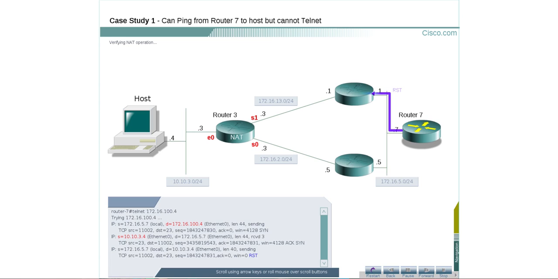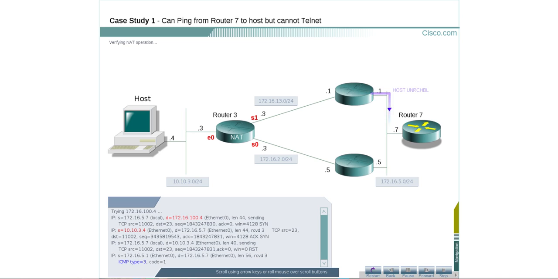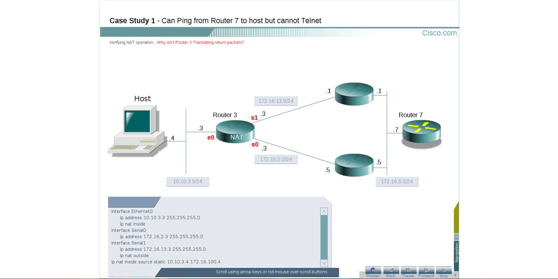In this case, router 7 sends the reset towards the top router, 172.16.5.1, which is router 7's default gateway. Since the top router doesn't know how to get to 10.10.3.4, it replies with a host unreachable message back to router 7. At this point, we can safely say that router 3 is not translating packets destined for router 7. We can continue to run debug commands or use show commands to try and figure out the reason.